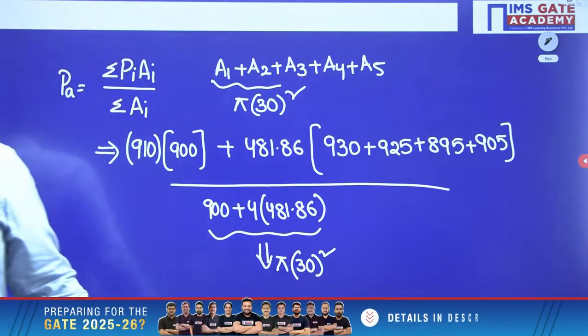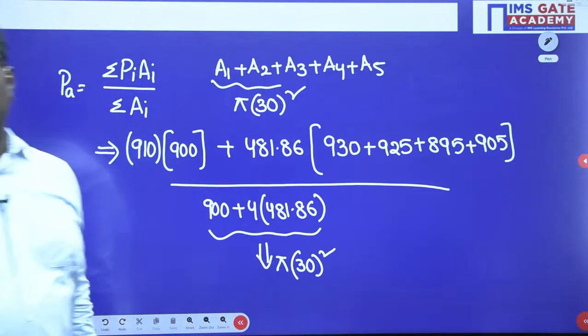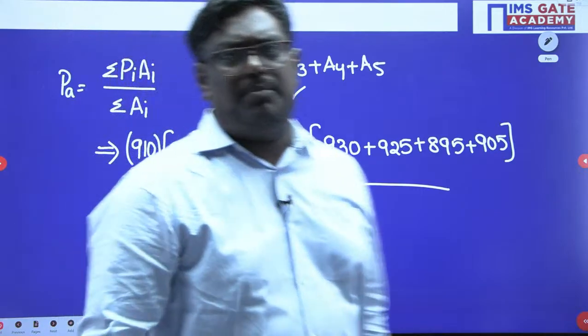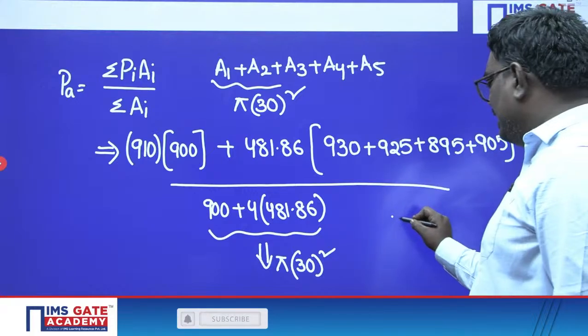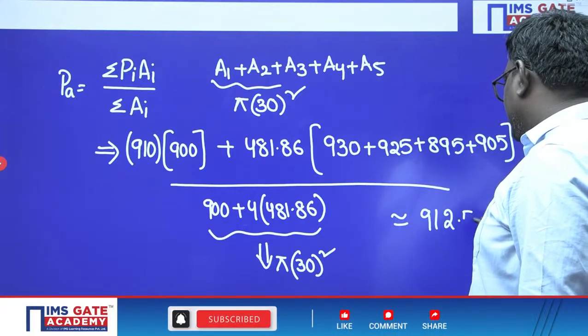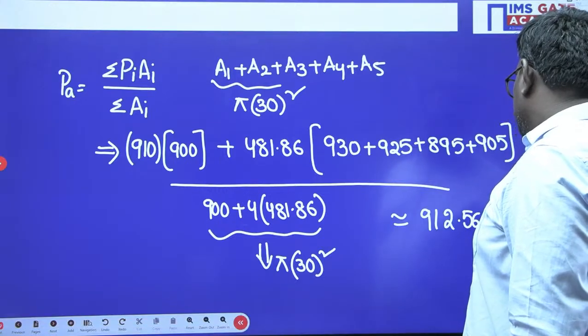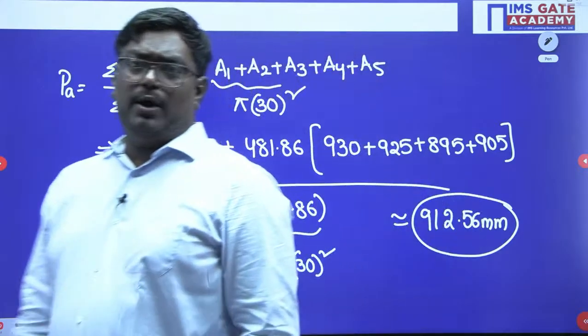So if you see here, students, what you will get, sir? What is the answer you are getting on calculation? Can anyone respond in the chat box, my dear students? If you see here, this area will be equal to 912.56 mm. I hope you are clear.